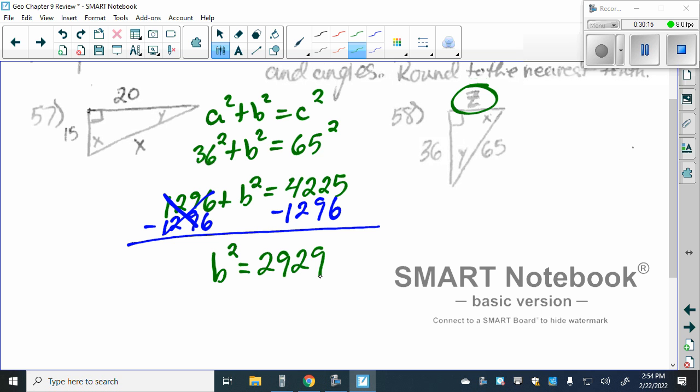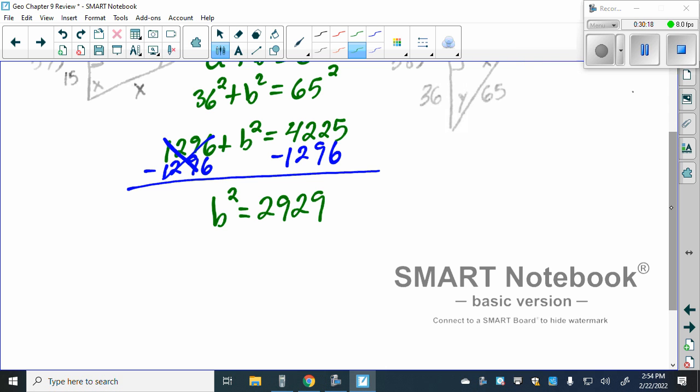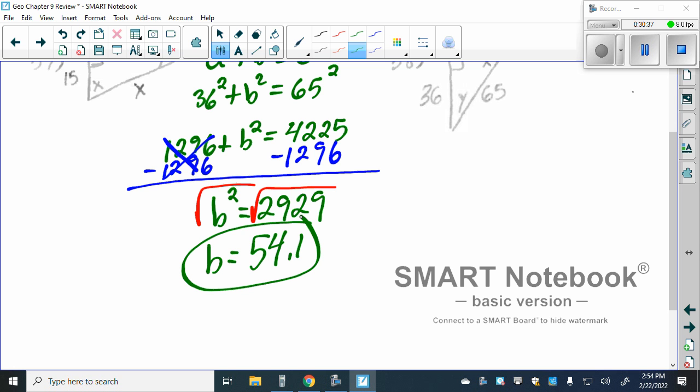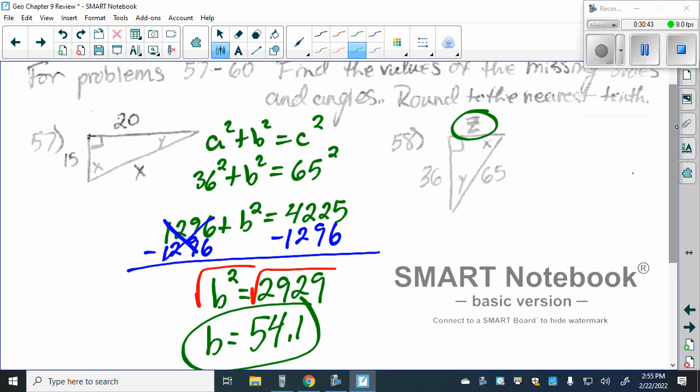So it works out that it's 2929. Then we would square root both sides, telling us b, the missing side length, is approximately 54.12. On the answer key, I stopped at 1 decimal place, so that's fine. 54.12 or 54.1, I will take either. They're the same number. Then from here, we need to find the missing angle.